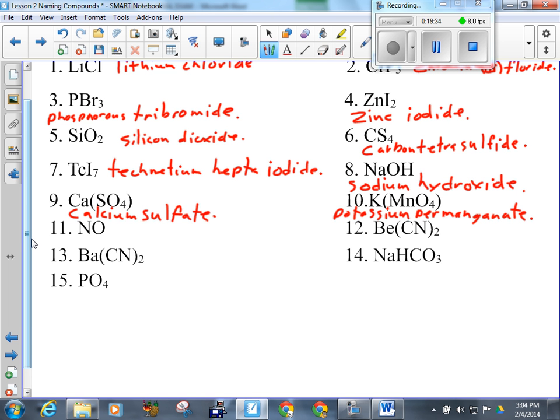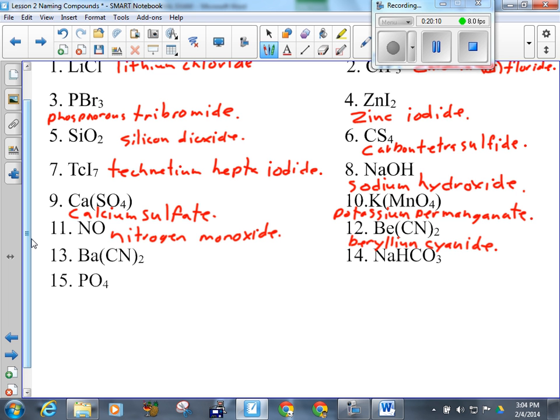All right, number 11. We've got nitrogen and oxygen together. Ionic or molecular? It's molecular. So there's only one nitrogen, so no prefix. Nitrogen monoxide. All right, and then number 12. Again, we've got a polyatomic ion here. Does it matter that there are 2 of them if it's an ionic compound? No, ionic compounds don't get prefixes, so this stuff is simply beryllium cyanide.